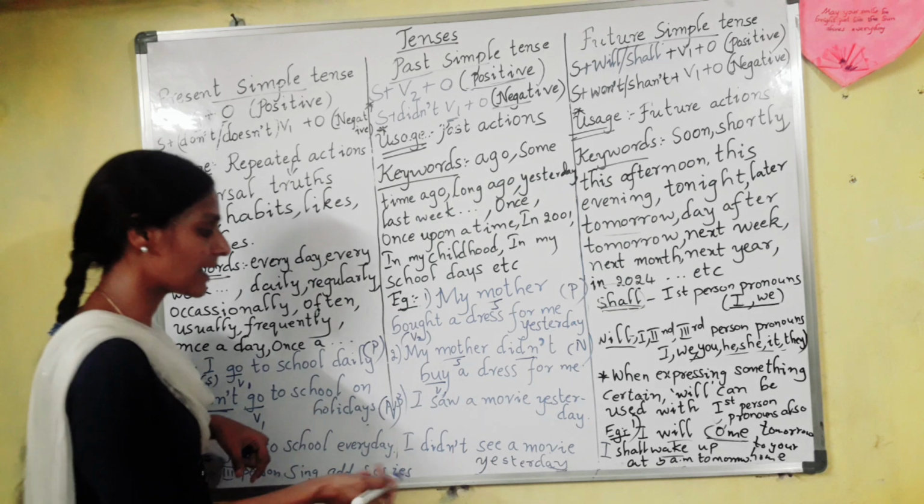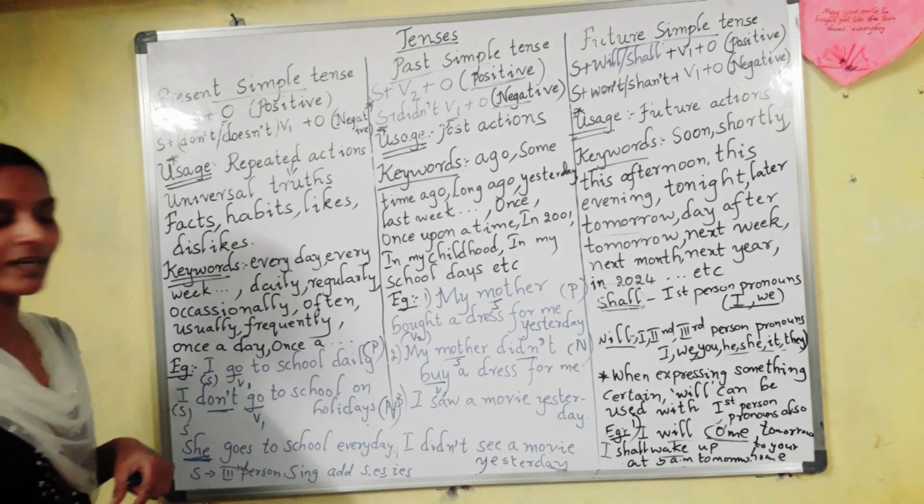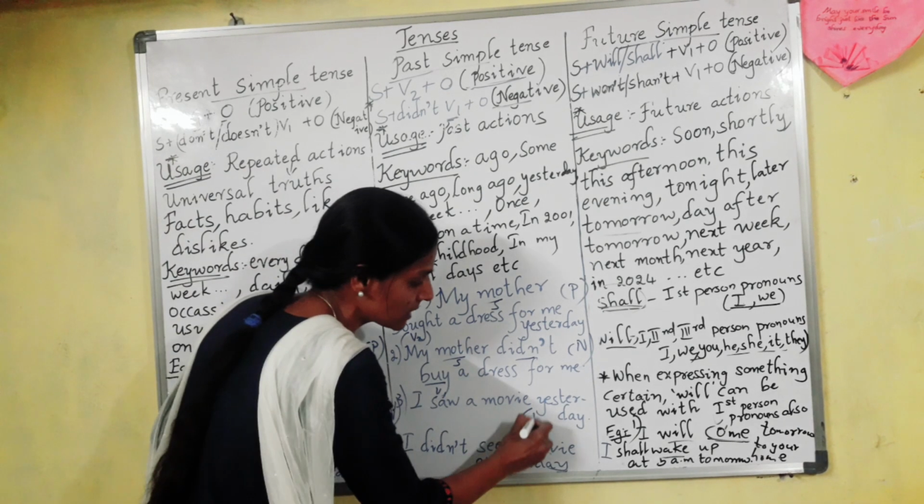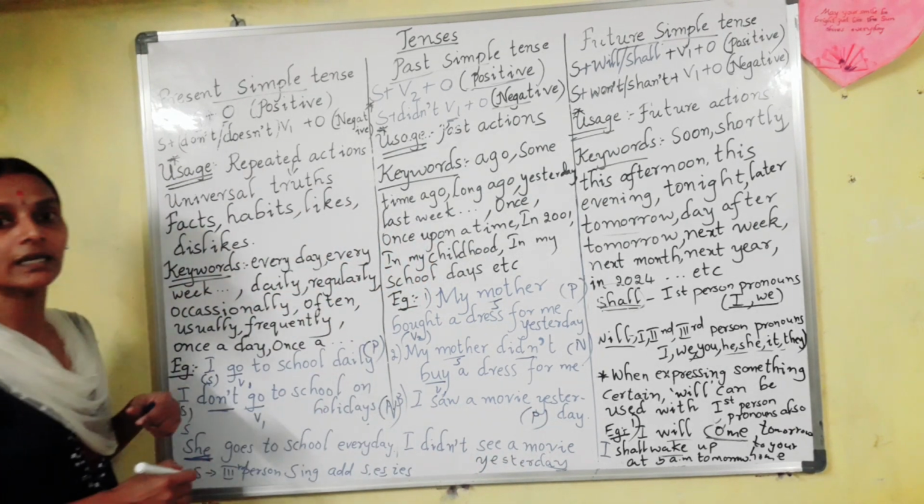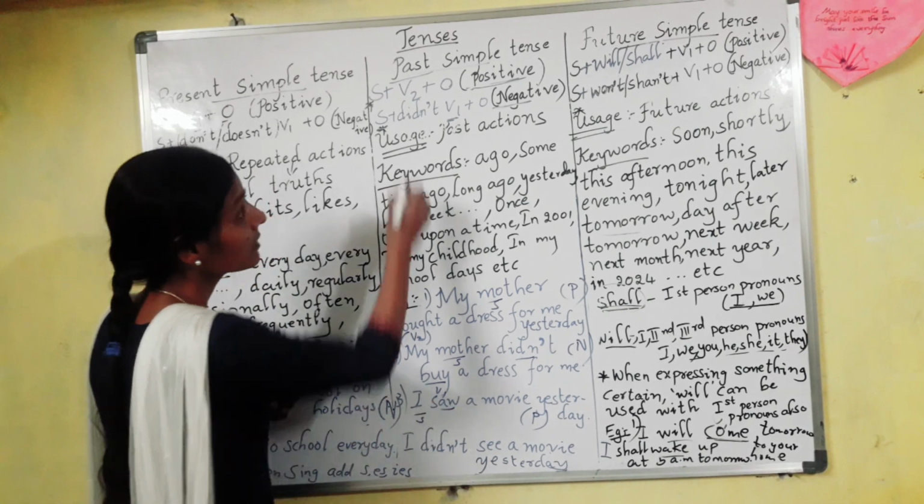So next example. I saw a movie yesterday. This is a positive sentence. I saw a movie yesterday. I is the subject. Then V2.